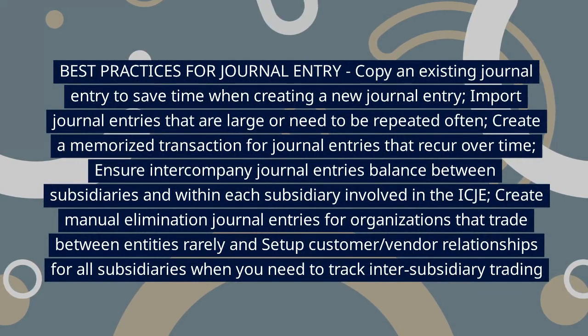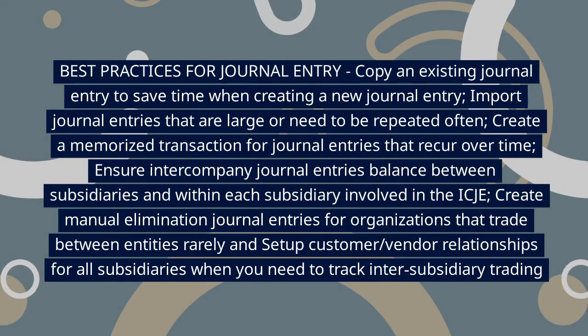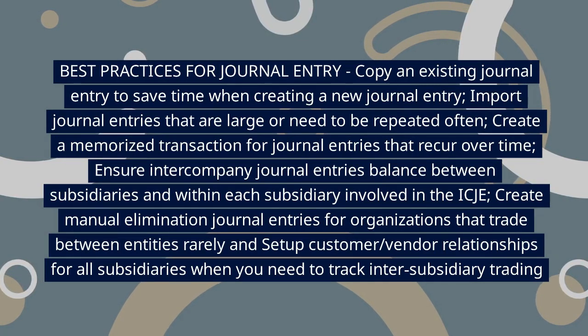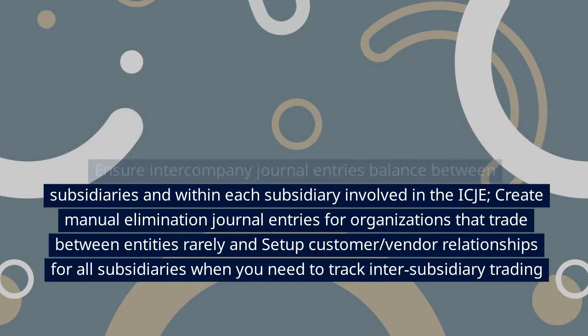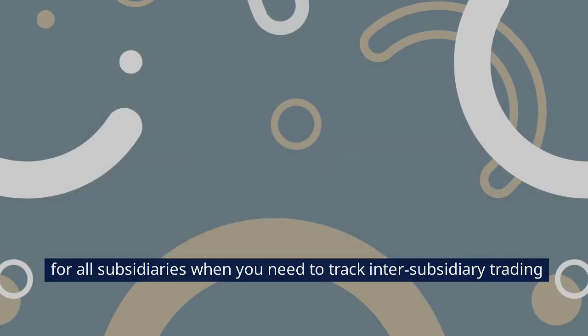Best practices for journal entry: copy an existing journal entry to save time when creating a new journal entry. Import journal entries that are large or need to be repeated often. Create a memorized transaction for journal entries that recur over time. Ensure intercompany journal entries balance between subsidiaries and within each subsidiary involved in the ICJE. Create manual elimination journal entries for organizations that trade between entities rarely, and set up customer-vendor relationships for all subsidiaries when you need to track inter-subsidiary trading.